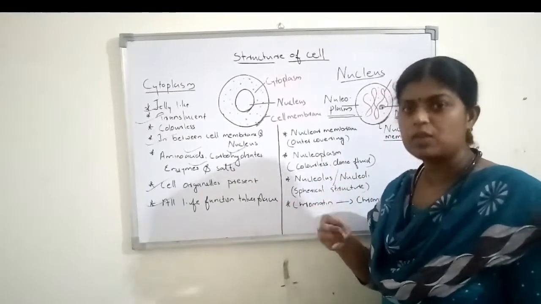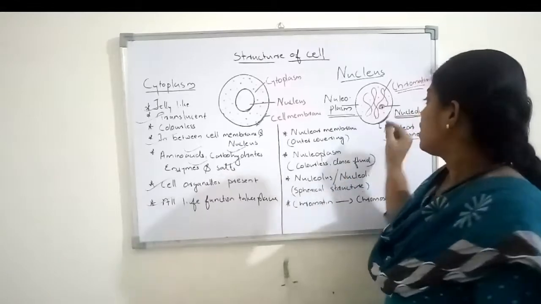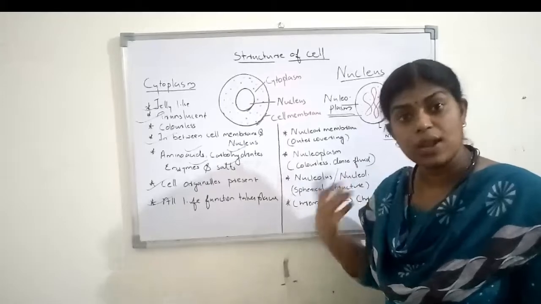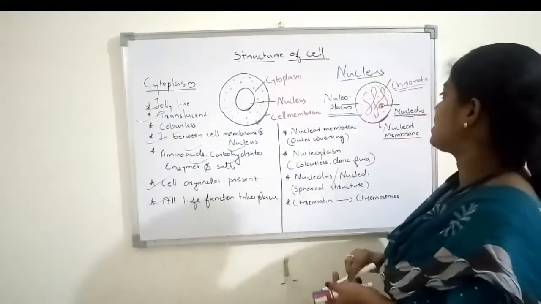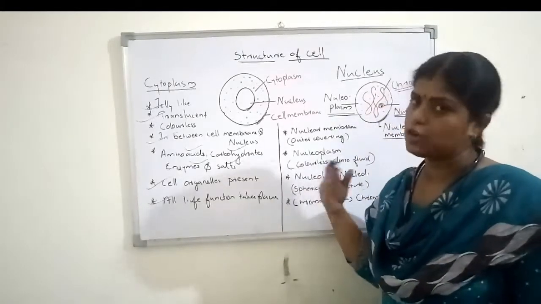What is the name of that? Nucleoplasm. In the nucleoplasm, you can see some spherical structures, which we are calling nucleolus. And inside the nucleoplasm itself, you can see some thread-like structures, which we are calling chromatin.